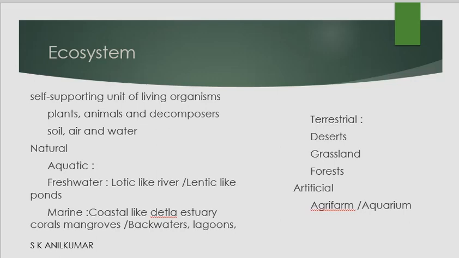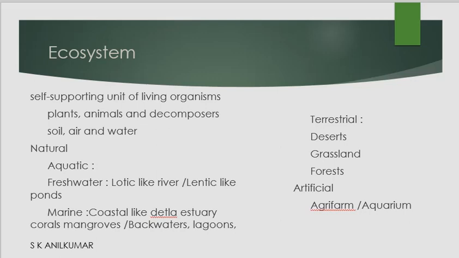The river or a stream, which is a continuous passing of a body of water, is called a lotic system. There is something called a lentic system, which is a static water. The pond, the lake, etc. are the lentic system. Lotic is river, stream, etc. Lentic is ponds and lakes, etc.